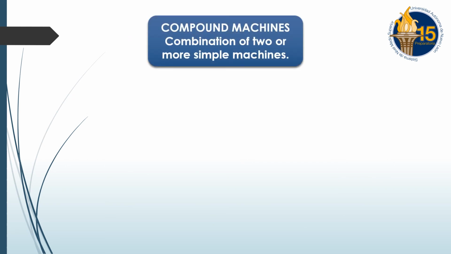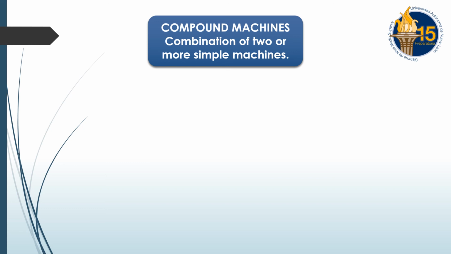Simple machines have evolved through time. They have been used to perform tasks each time more complex. So, man's engineering has designed mechanical systems that result in the combination of two or more simple machines, known as compound machines. Compound machines are made up of two types of components.